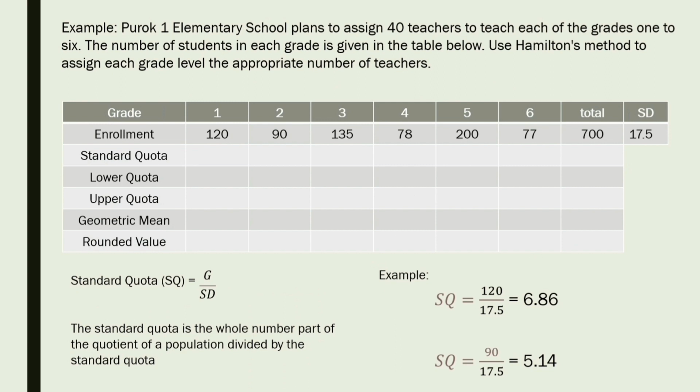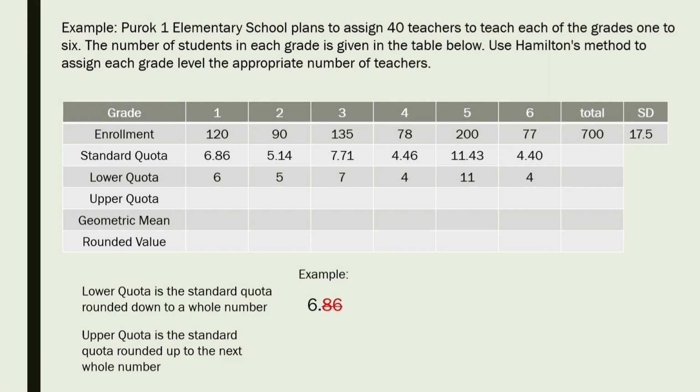And for the standard quota, all we have to do is divide the number of students in each grade by the standard divisor we got. For example, 120 grade 1 students over the standard divisor of 17.5, so we have 6.86, and do this for each grade. And this is all we got.